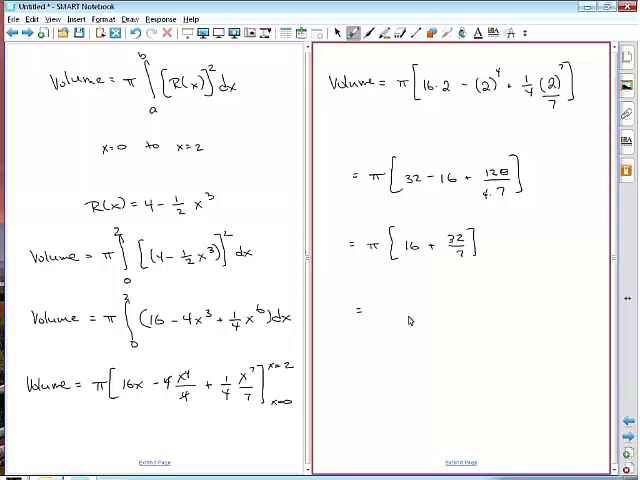Okay, so we have to find a common denominator of 7. So we'll take 16 times 7. 16 times 7 is 112. So we have 112 sevenths plus 32 sevenths. And so that's going to be 144 sevenths. So we get 144 pi divided by 7.